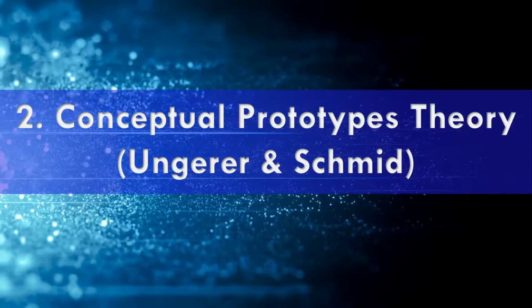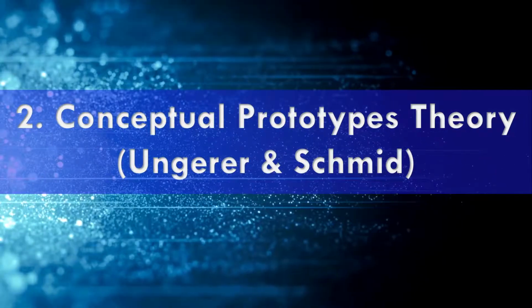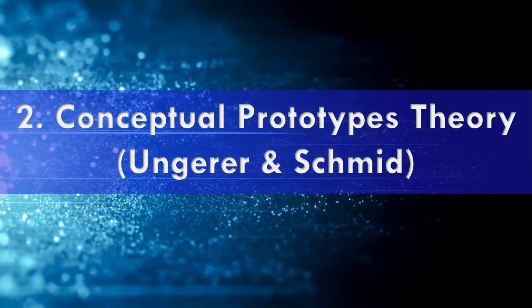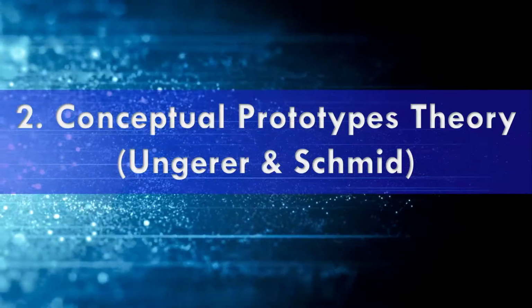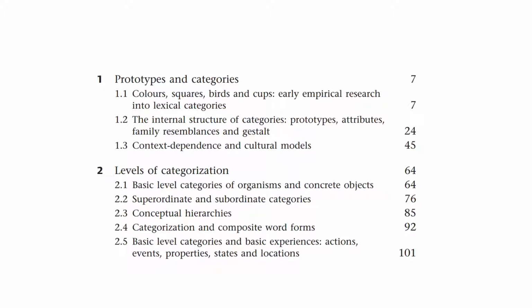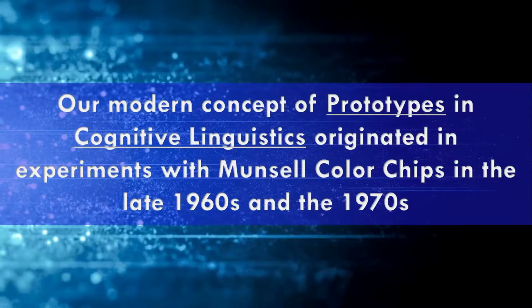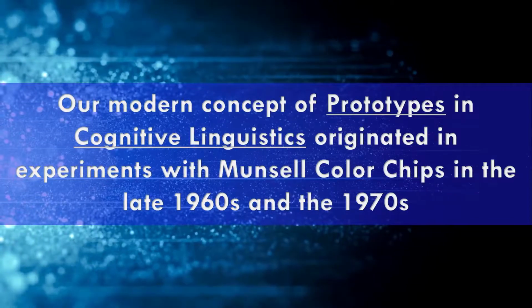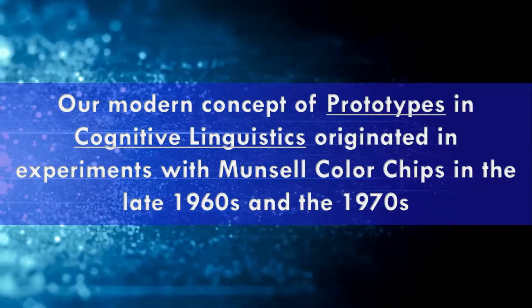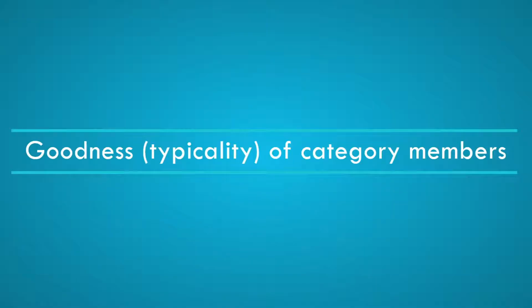So, second part of this presentation, conceptual prototype theory as described in the book that we are reading in our seminar. This is the cover. This is the index of the first two chapters. Our modern concept of prototypes in cognitive linguistics originated in experiments with Munsell color chips in the late 1960s and the 1970s. Let's talk about goodness or typicality of category members.